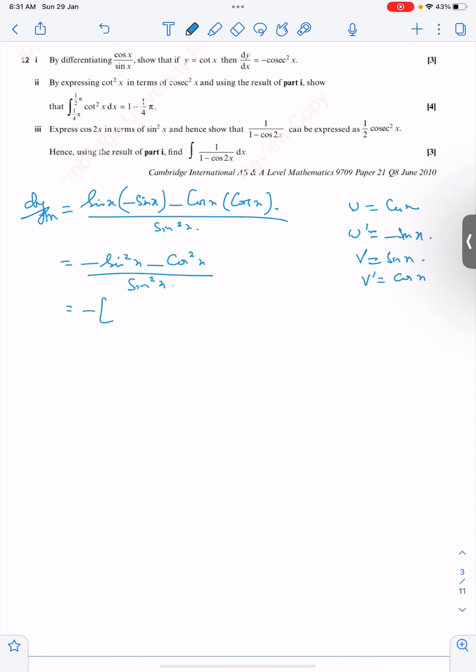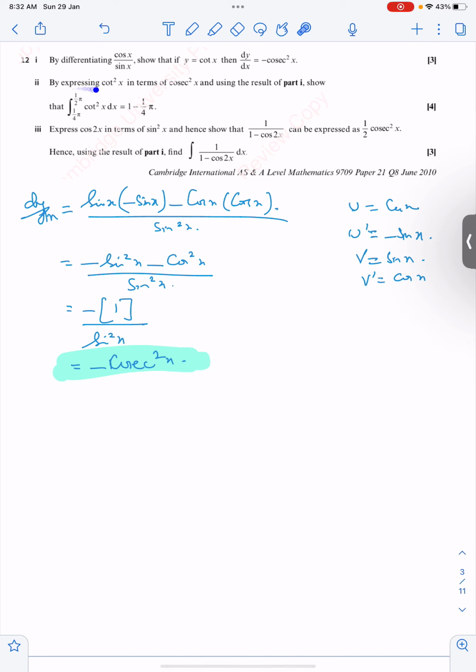If I take out minus as common, I'll be left with sin square x plus cos square x, which is 1, upon sin square x, which is actually minus 1 upon sin square x, which is minus cosec square x. So we're done with the first part of the question, where we had to prove that the derivative of cos x upon sin x is equal to minus cosec square x.